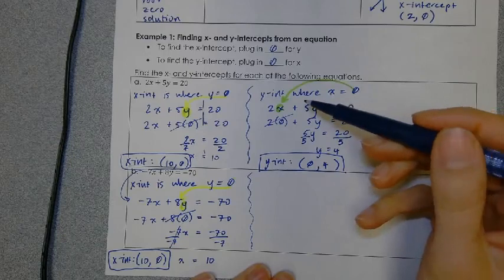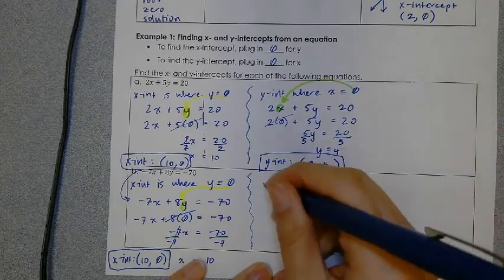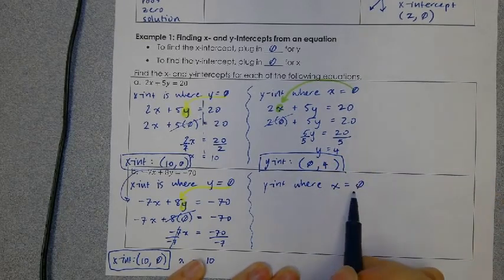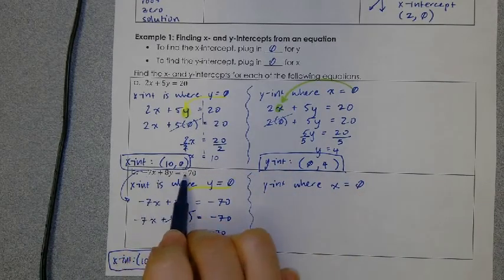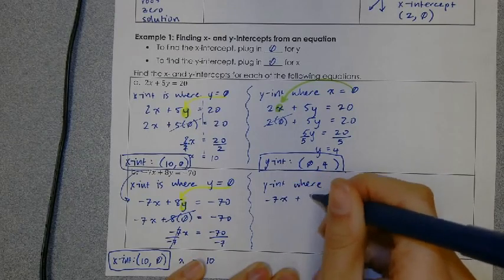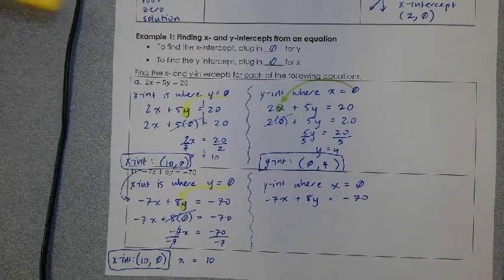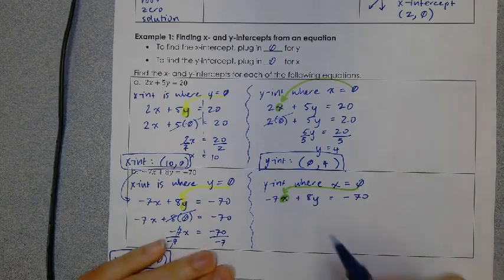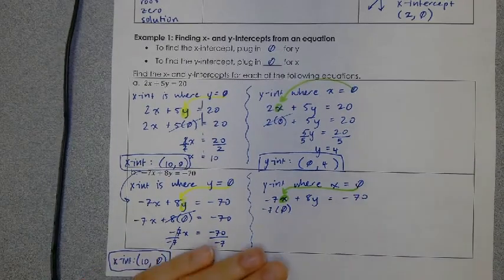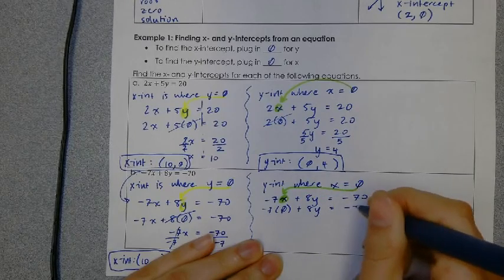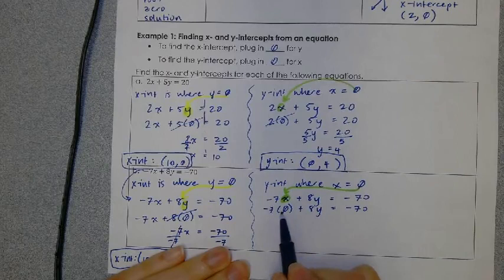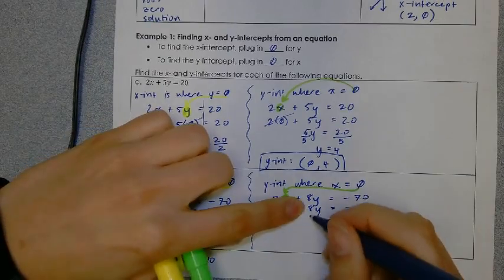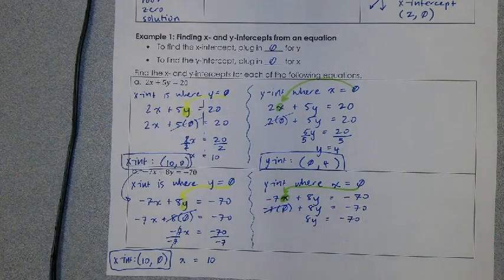We'll use the same strategy from example A down here. Again, that y-intercept is where x is equal to 0. So that same equation, the same problem, negative 7x plus 8y equals negative 70, but now I need to substitute 0 for x. So I'll put my 0, and everything else is the same. Again, multiply by 0, it just cancels. And I'm left with 8y equals negative 70.